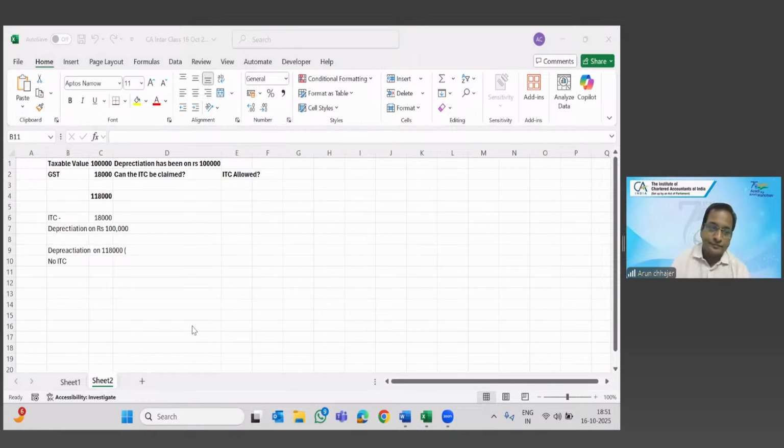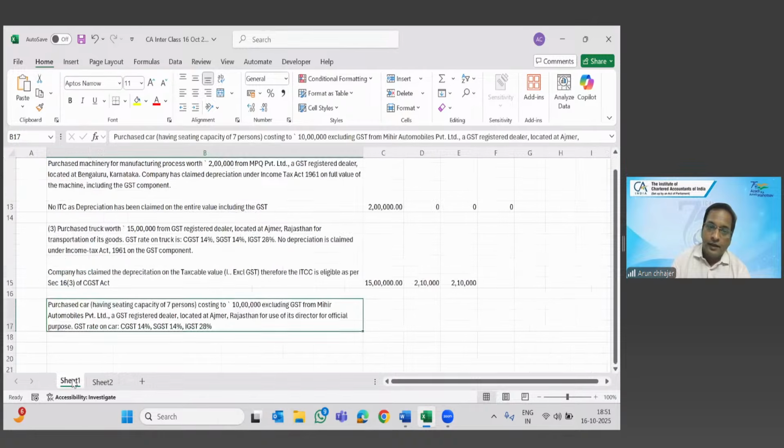Okay. I have purchased the car which is being exclusively used for the director. You tell me, will you give the ITC or not? Also give the reason why you will not give the ITC.